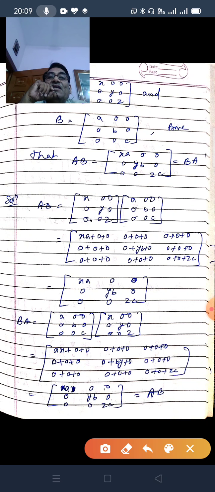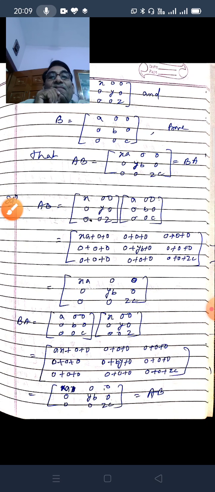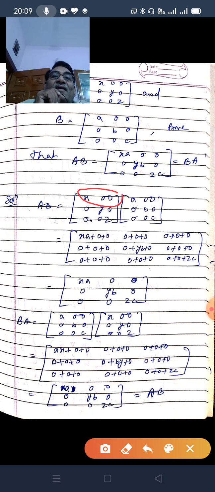So we multiply first AB. When you multiply AB, you will get this result. You see here, first row x 0, 0 multiplied by A 0, 0, and your result is given as XA plus 0 plus 0. Same, multiply second row and second column, and third also.